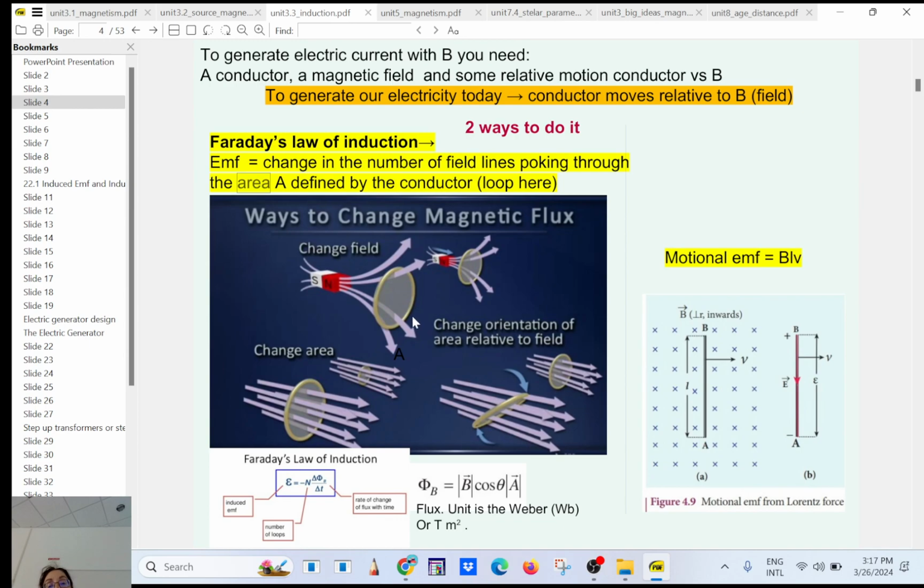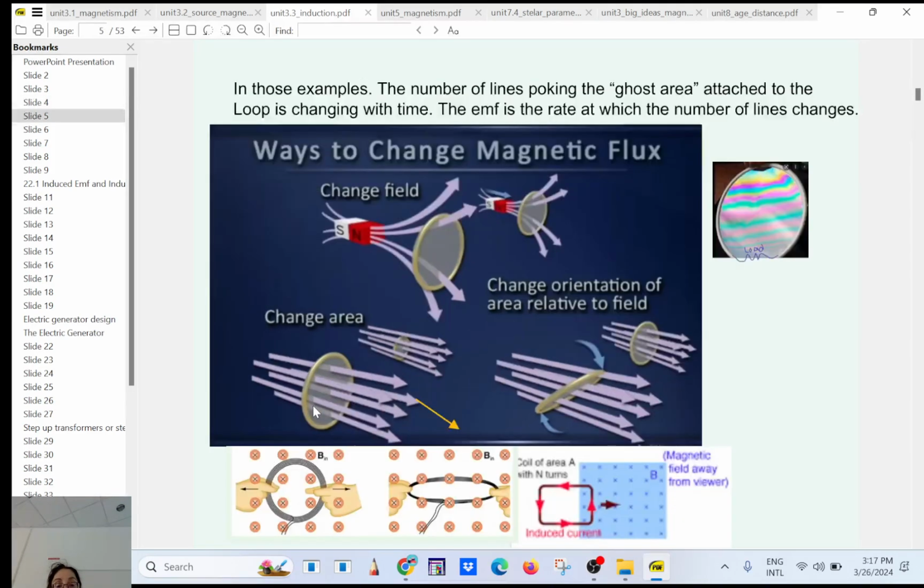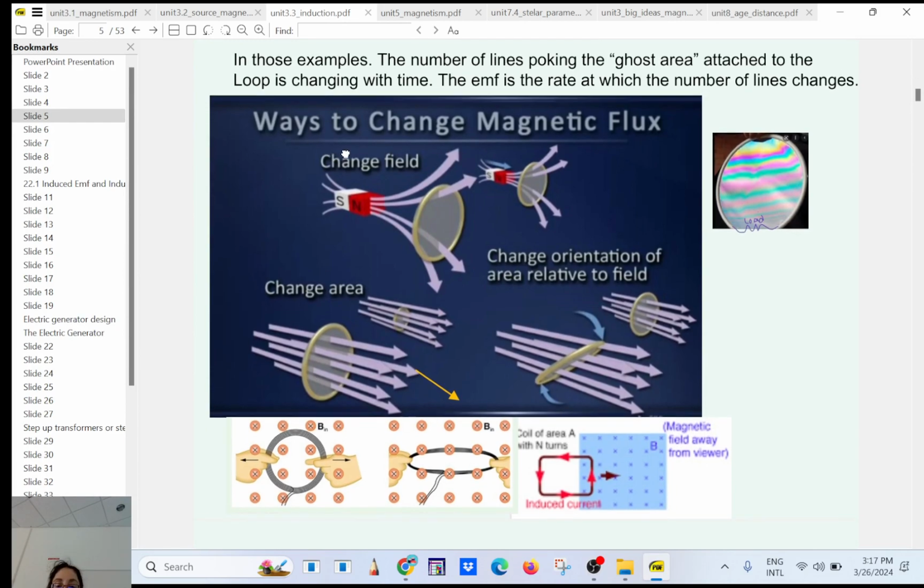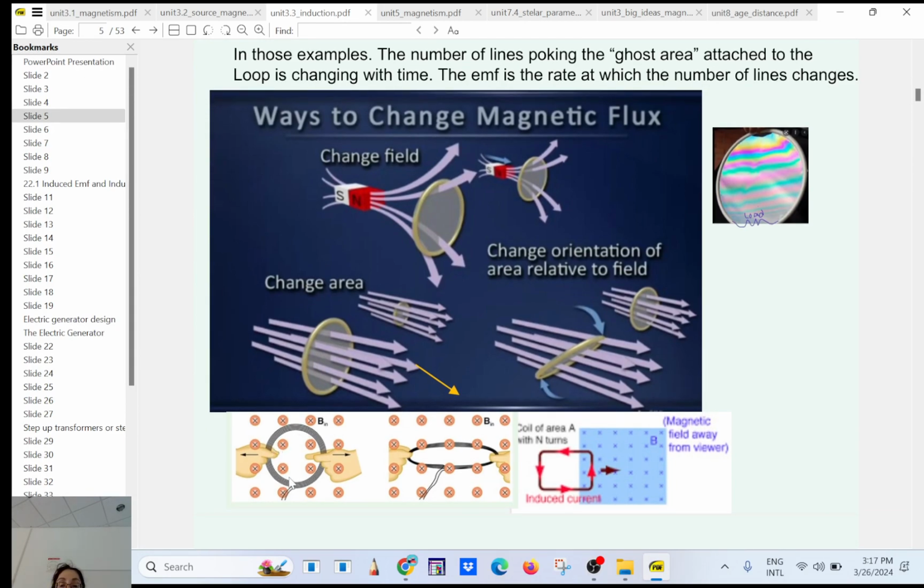Again, if you want to induce a voltage called the EMF, you need to change the number of field lines poking through this area. So something has to change. You could change the area. For example, here, look, there is no power supply. This is just loops of wire, there is no current, nothing is happening here, it's just a loop of wire, like a coil. If you change the area, then you're going to induce electricity.